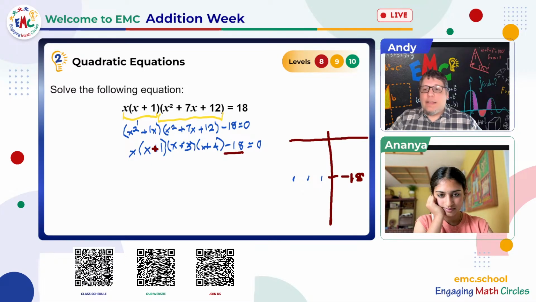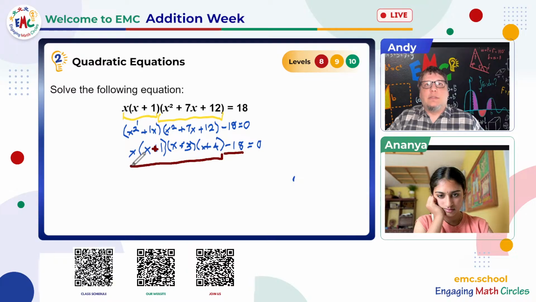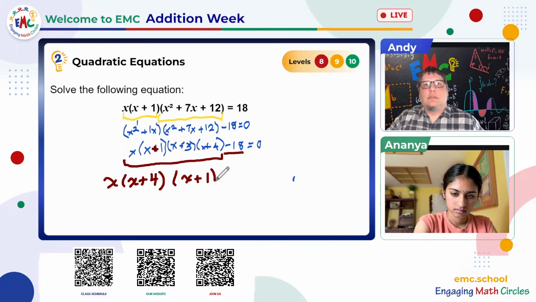Okay, let's try a little trick. Let's try rearranging these a little bit. x times x plus 4, x plus 1 times x plus 3. I'm grouping them. Let's expand each section.